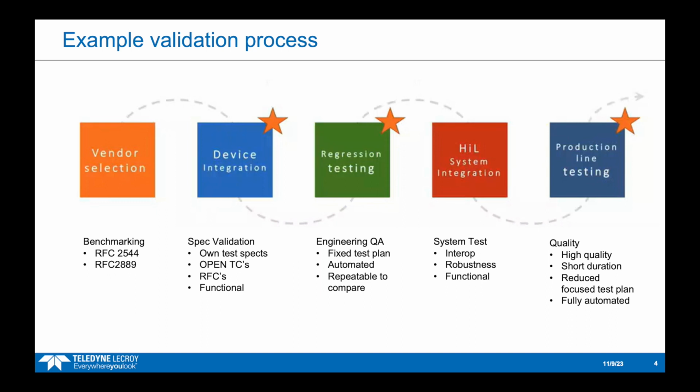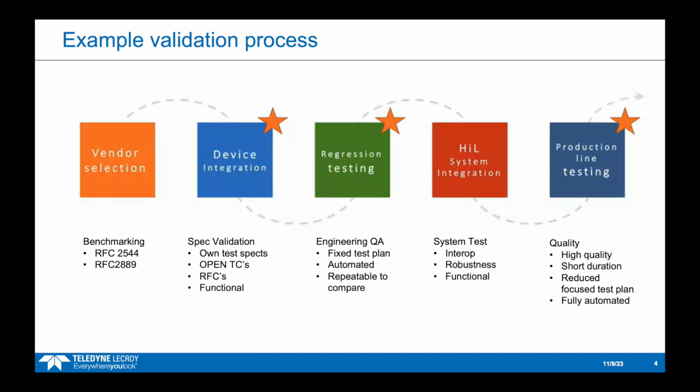The next step is regression testing, which is mainly an engineering quality assurance based on a fixed test plan which you have designed during the device integration. Regression testing is usually fully automated, and with this fixed and automated, you have a repeatable and comparable test result so you can go through your design and development step by step, and you can always validate on the same level.